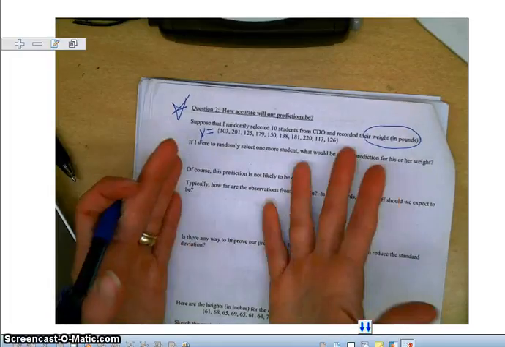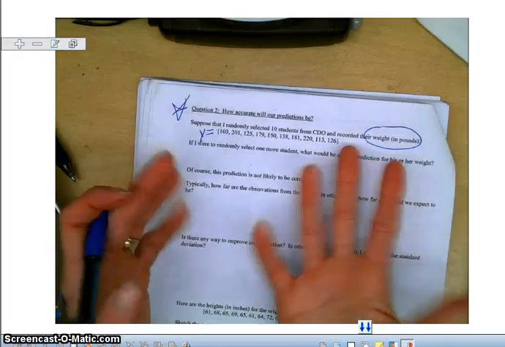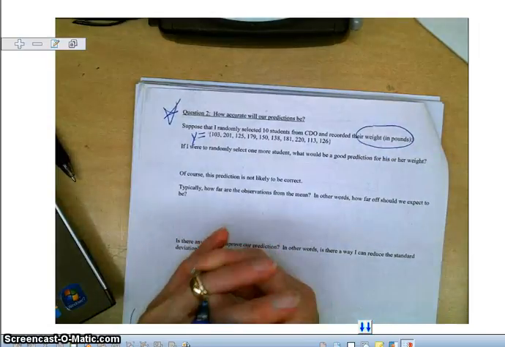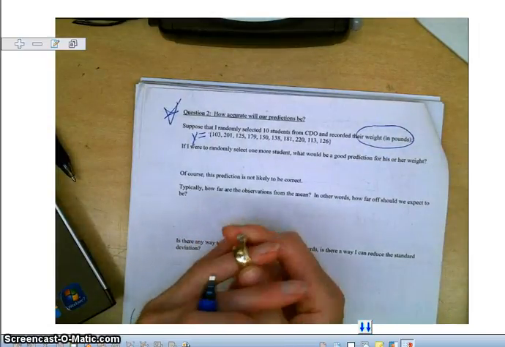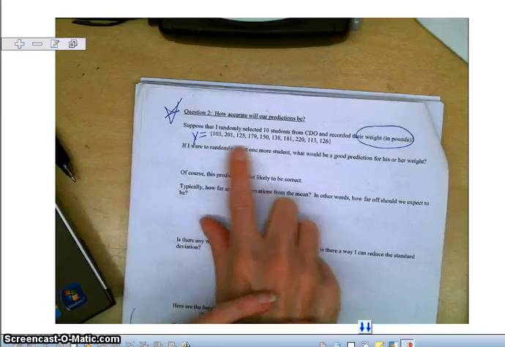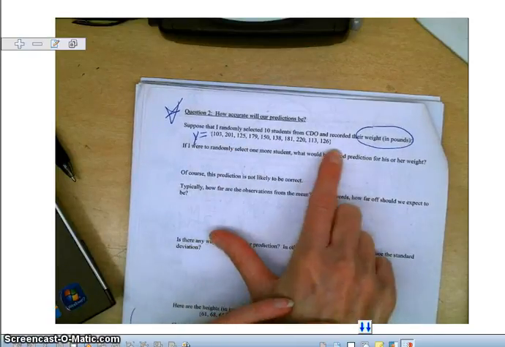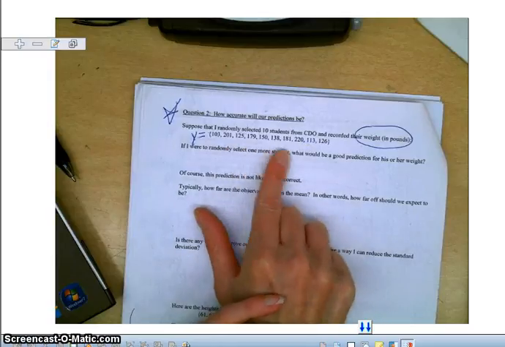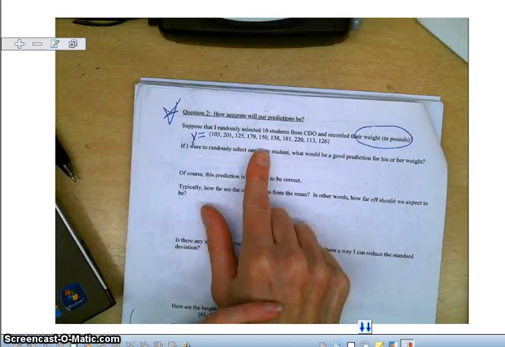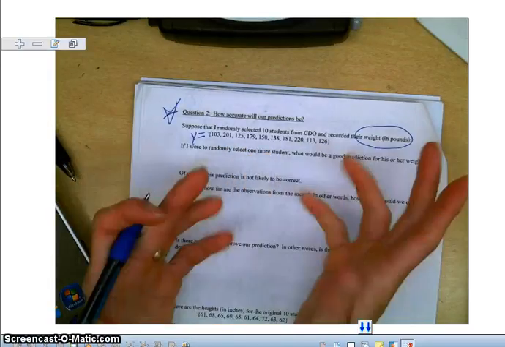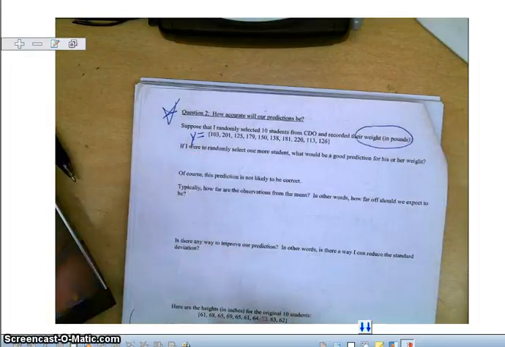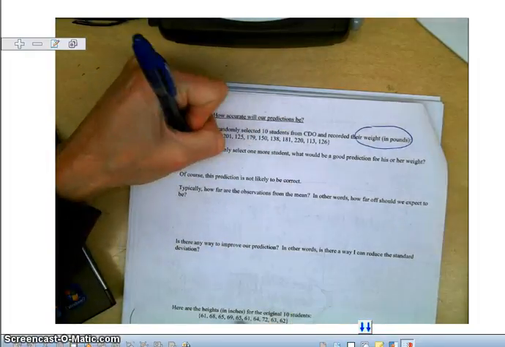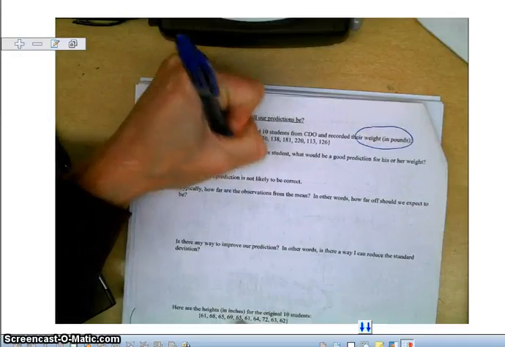If these are the values that I have and one more person walks in the room, what would be the best guess for their weight? Do you really have a good guess? No? What would be a value that I could use from all of these that might be a good value? What types of things can I calculate from data? The mean. Don't you think the average might be my best guess? So if I were to randomly select one more student, what would be a good prediction for his or her weight? The mean. So I'm going to find Y bar.